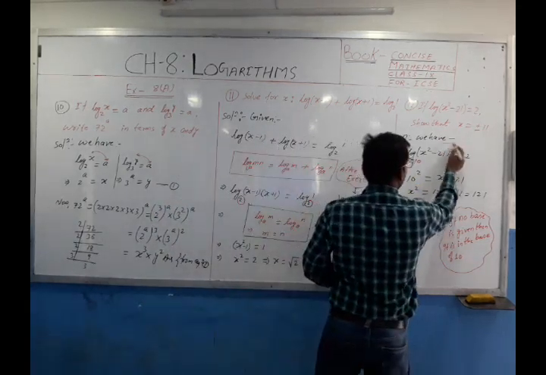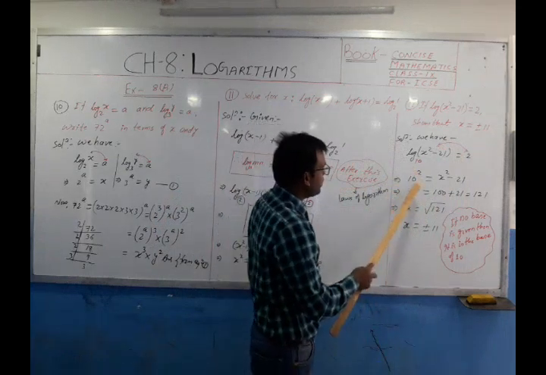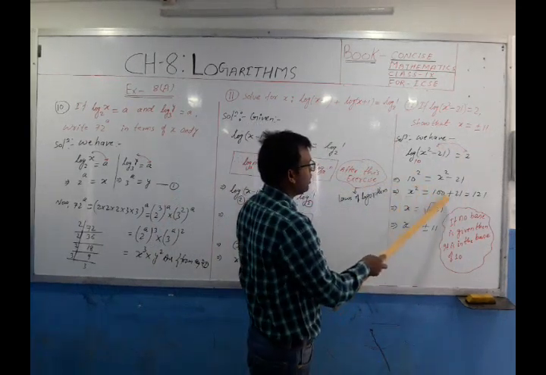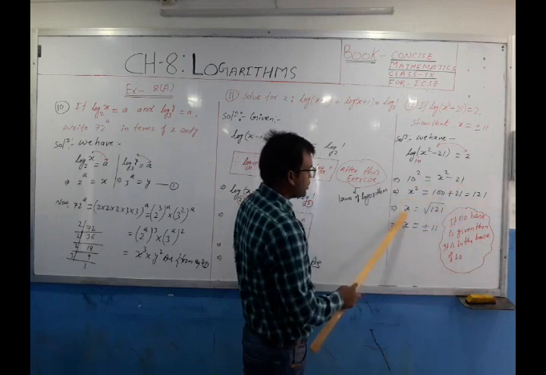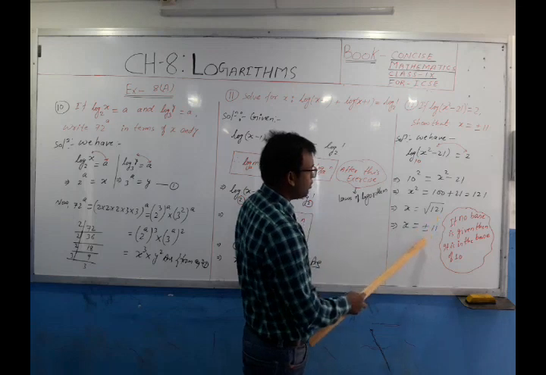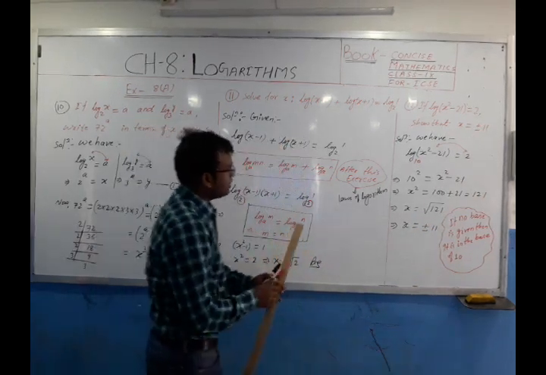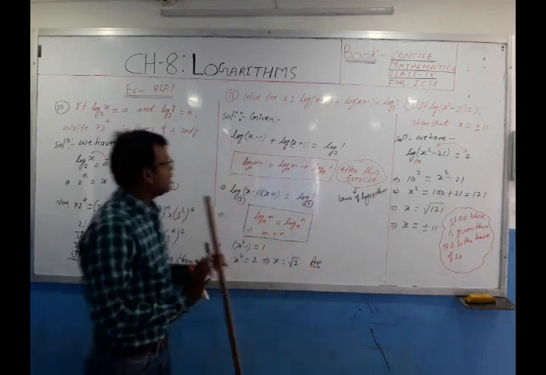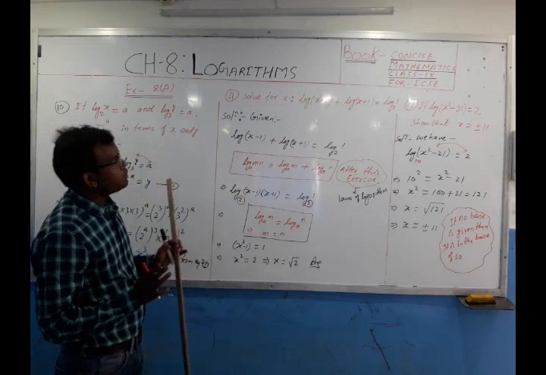Convert log into the exponent form. And then simplify: 10 square will be equal to 100, plus 21. So x square is equal to 121. So x is equal to root of 121. You find the root of 121, it will be plus minus 11. Is it clear?